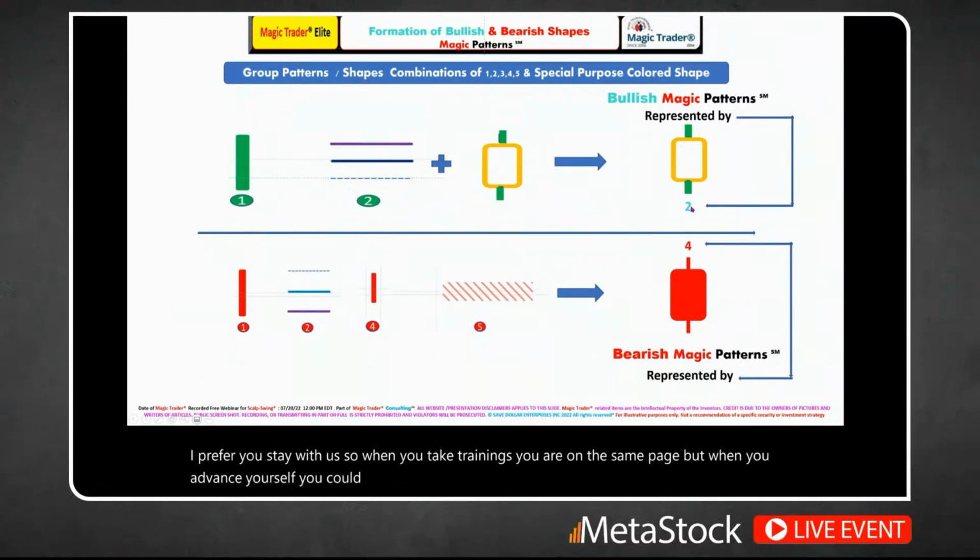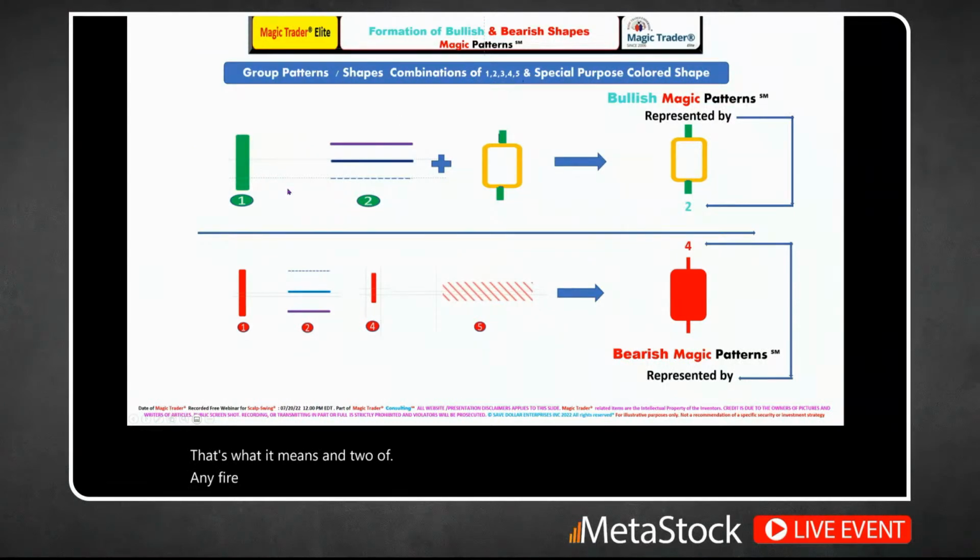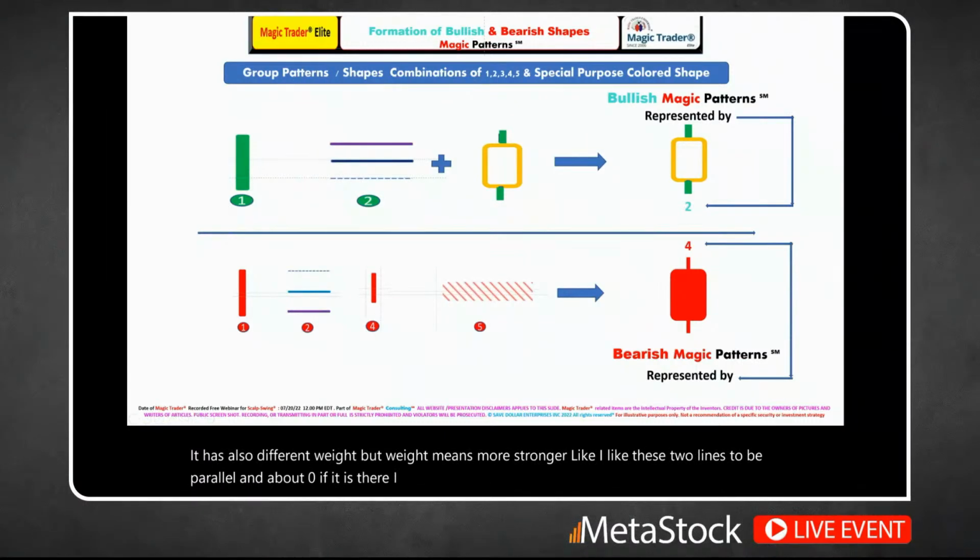I'm not telling you. But this one indicates here 2 means there are 2 of those and 1 of these. That's what it means. And 2 of any 5 here can be number 2 here. So it's more flexible. That's what I'm trying to tell you. So don't get bogged down, right? But it also has different weight, and weight means stronger. Like I like these 2 lines to be parallel and about 0. If it is there, I feel comfortable. That's the idea.